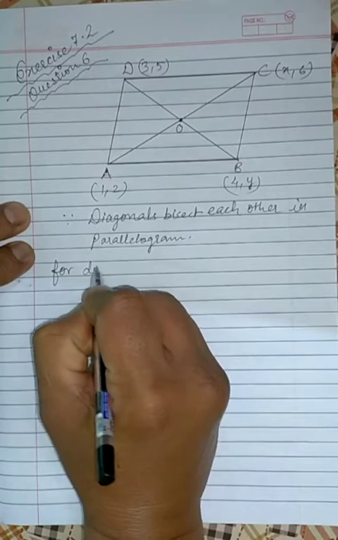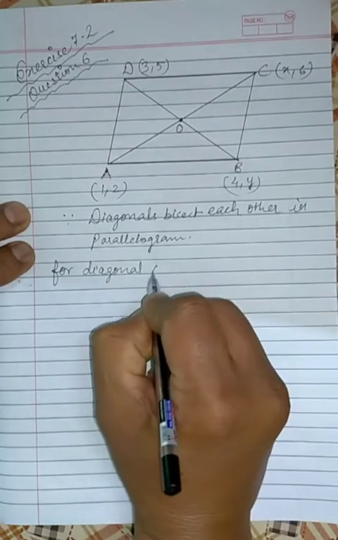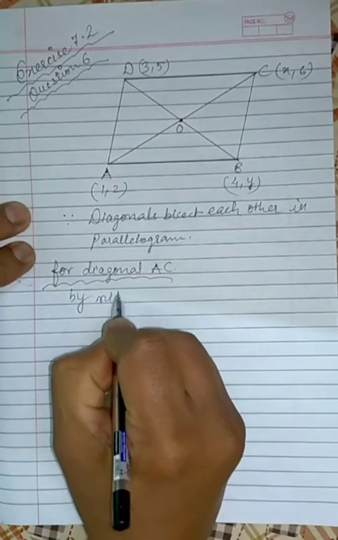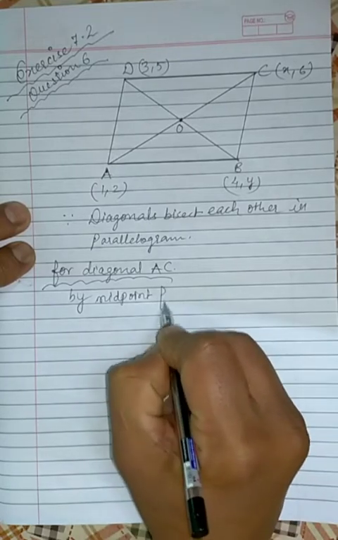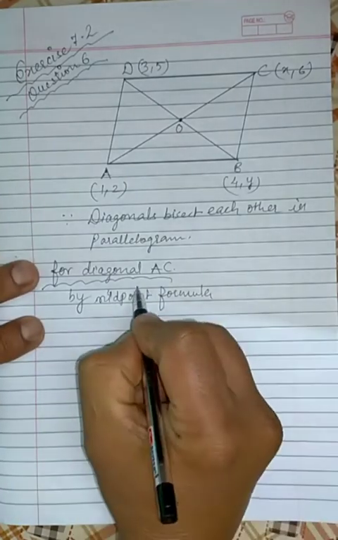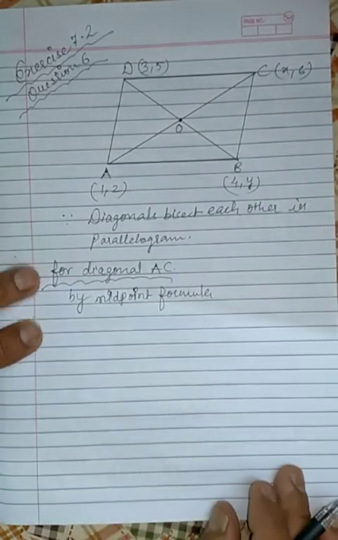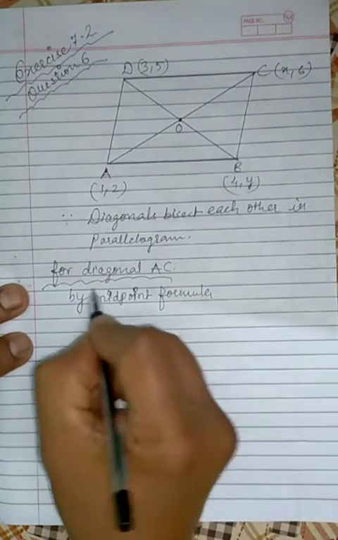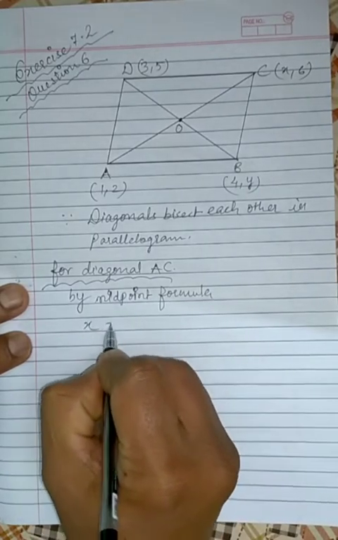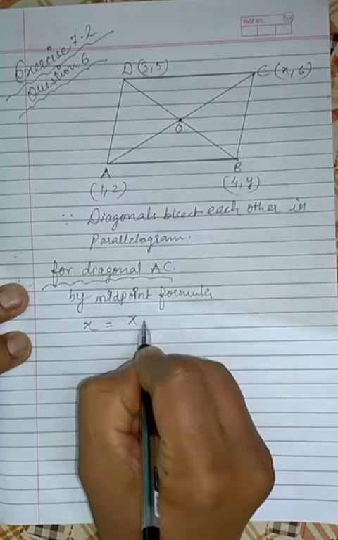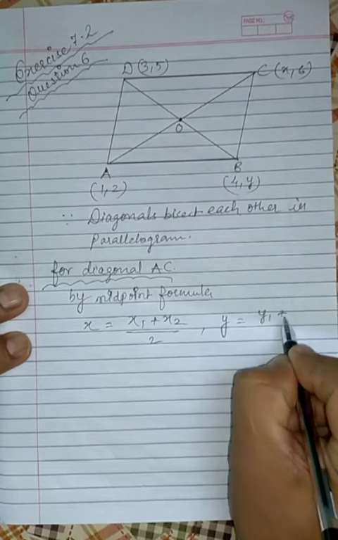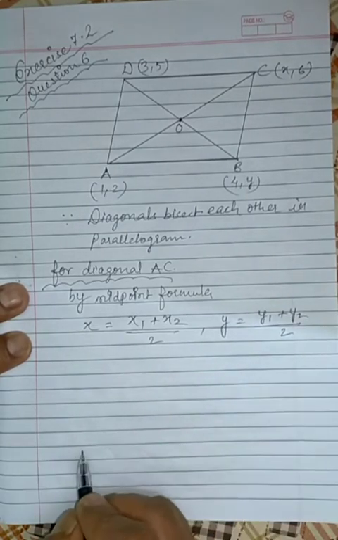First, for diagonal AC by midpoint formula. Midpoint formula is another version of section formula only, but since midpoint gives the equal ratio, therefore the value of m does not remain in the formula. So here, by midpoint formula, x is equal to (x1 plus x2) upon 2 and y is equal to (y1 plus y2) upon 2.